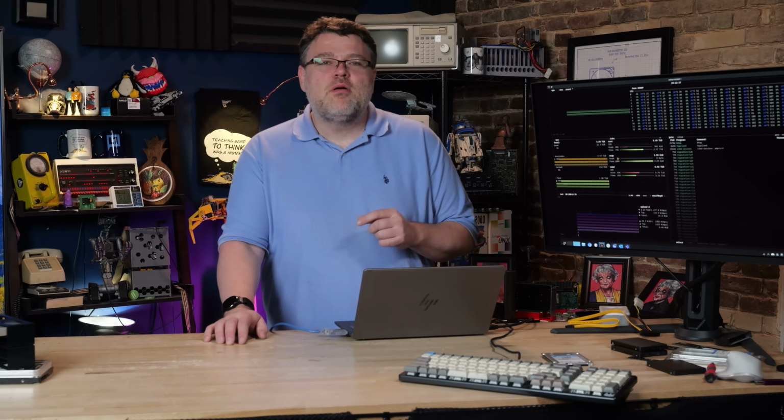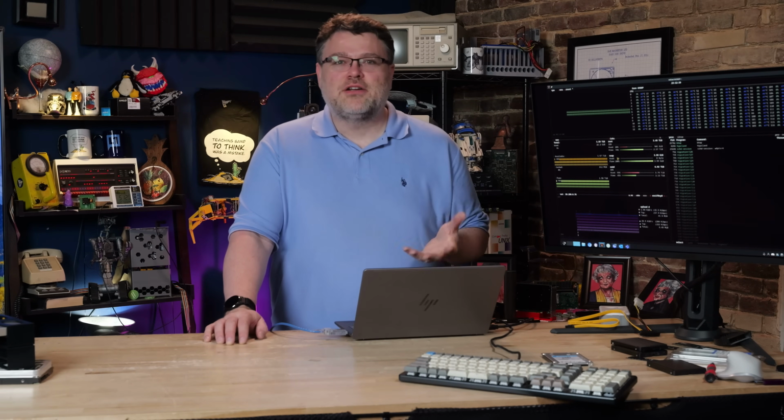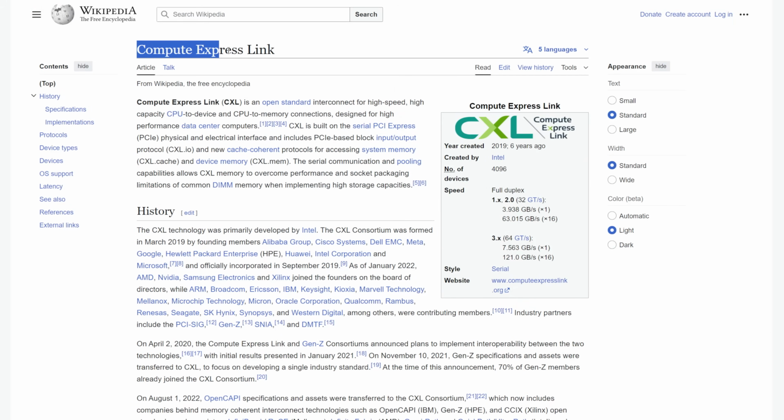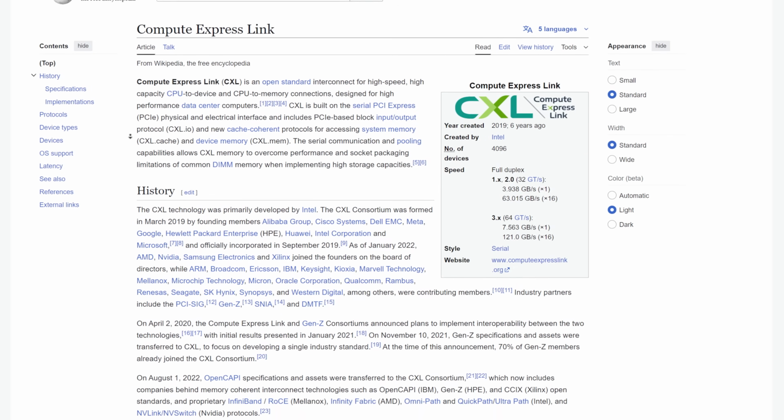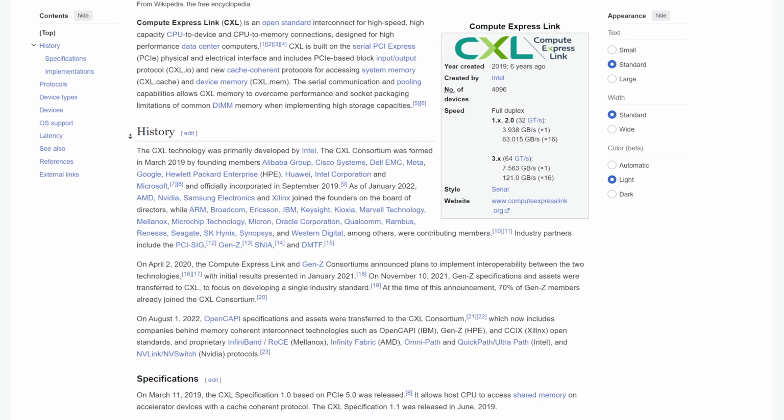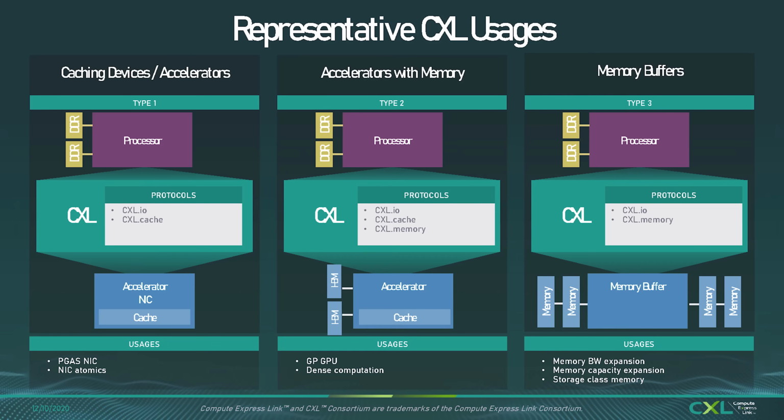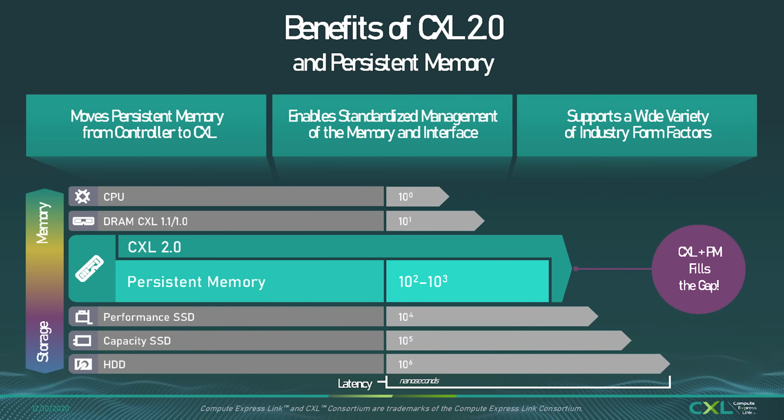So let's take a moment to break down what CXL actually is and what it isn't. CXL stands for Compute Express Link. There are different types of CXL devices, but today we're focused on CXL Type 3, which is for memory expansion. That's CXL 2.0 to be clear. At a high level, CXL is an expansion of the PCIe protocol, built on top of PCIe, but it interfaces with the CPU in a cache coherent way.